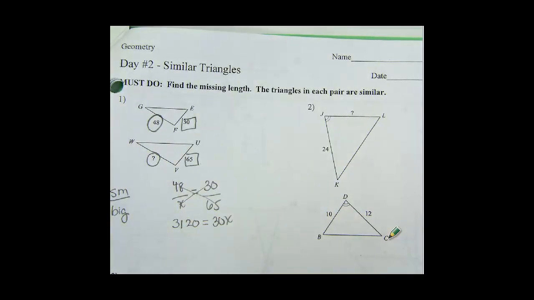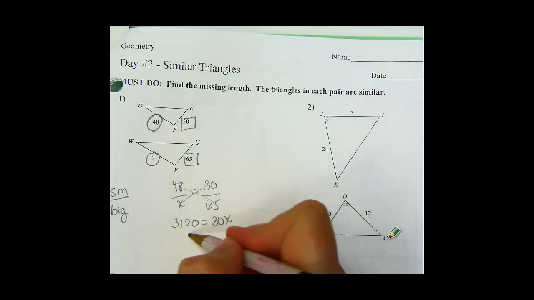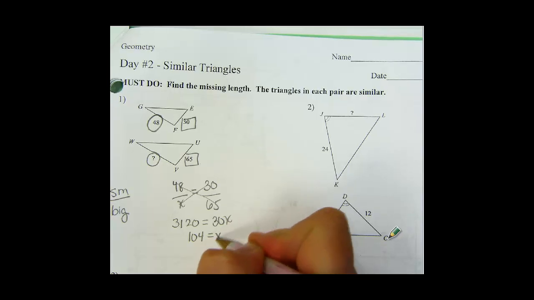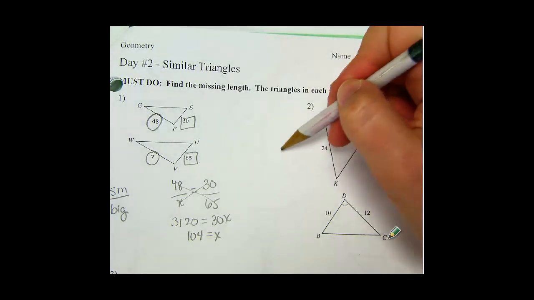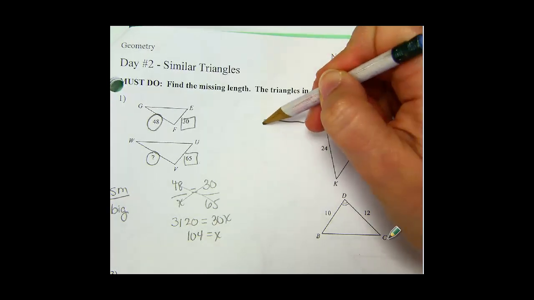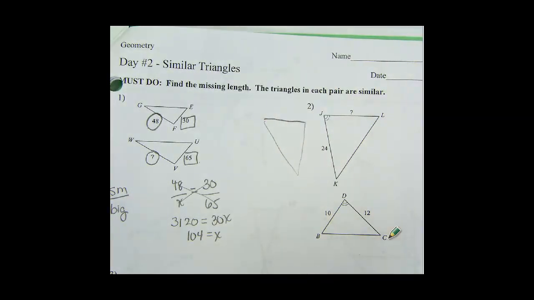Now, to get x by itself, we take the 3120, divide by 30, and we end up with 104 for the side that's missing. Now, the second one is not quite as easy, only because the triangles are not sitting in the same place. So if you want to redraw them, you can draw them so that they look a little bit more similar, so that they look like they're sitting the same way.